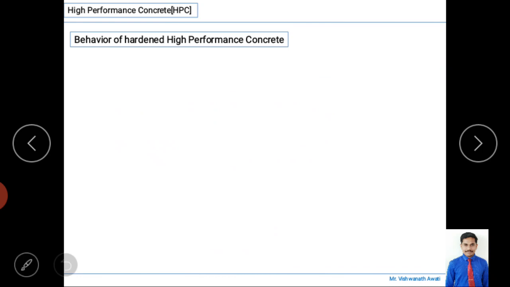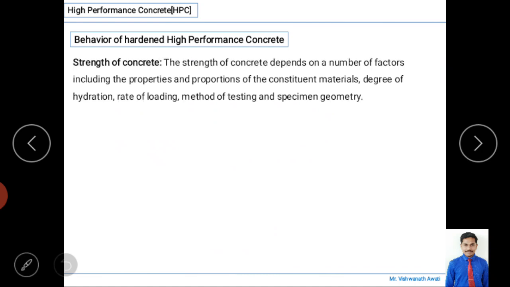So next is the behavior of hardened concrete of high performance concrete. We'll study now what kind of behaviors there are of high performance concrete in a hardened state. First one is the strength of the concrete. The strength of the concrete depends on a number of factors. It is not only one factor, it depends on many factors, including properties and proportions of the constituent materials, degree of hydration, rate of loading, method of testing, and specimen geometry, right?